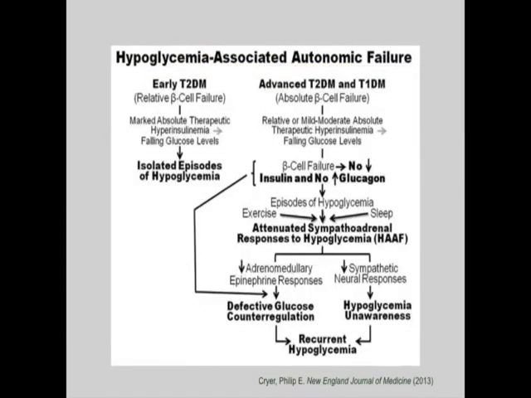This is just summarized in this slide, showing that advanced type 2 diabetes and type 1 have relative or mild, moderate, absolute therapeutic hyperinsulinemia, which leads to falling glucose levels, but you don't have the decrease in insulin and the increase in glucagon that you would with normal physiology. You have episodes of hypoglycemia, which are attenuated by exercise and sleep, leading to an attenuated sympathoadrenal response. With less sympathetic and adrenomedullary responses, you have decreased glucose counterregulation and recurrent hypoglycemia.